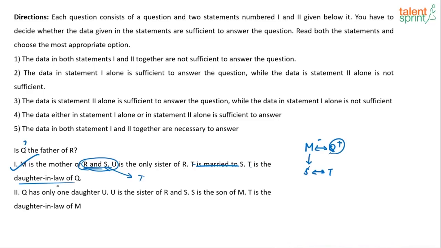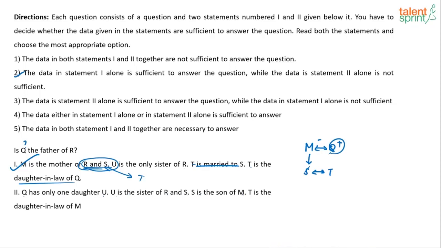Statement 2 alone, let's check. Now remember, in data sufficiency, never mark the answer without verifying both the statements. All those who mark option 2 immediately may end up going wrong, because it is possible that even 2 gives you the answer. So be careful. Hold your horses, verify statement 2 and then only come to a conclusion. So statement 1 gives us the answer. Statement 2: Q has only one daughter U. U is the sister of R and S.